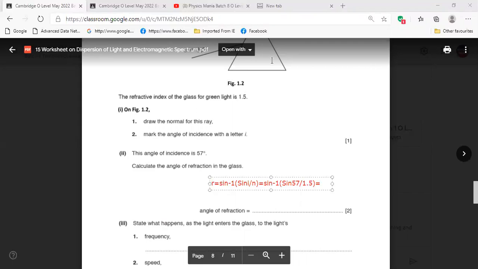33.9. Then you can write 34. Yeah, 34 degrees, right? Yes, sir. You can give the symbol of degree. In my place, we don't have any symbol to write here. That's why I'm writing this way. Degrees. 34 degrees. So you have it. The answer we got is 34 degrees.